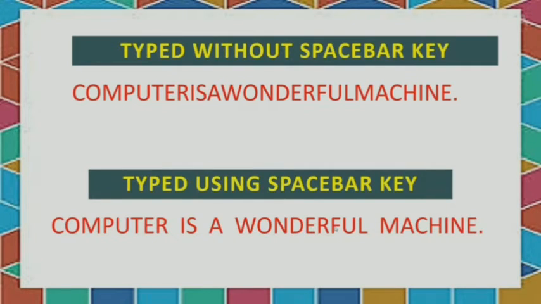Above text is typed without spacebar and below one is typed with spacebar key. You can see the difference. Below one is more clear by adding blank spaces between two words. That's why we use spacebar key.